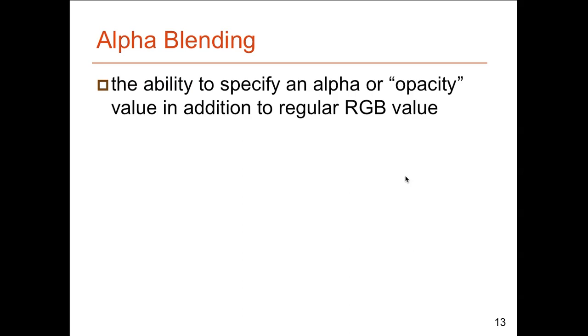It's kind of like when you go into the paint store. Have you guys ever bought paint before? You can get shiny surface paint. You can get flat surface paint, or you can get one that's not quite very shiny, but slightly shiny, where you put the paint on and it gives you a different texture, a different surface. Alpha blending is the ability to specify an alpha or opacity value in addition to the regular RGB values.